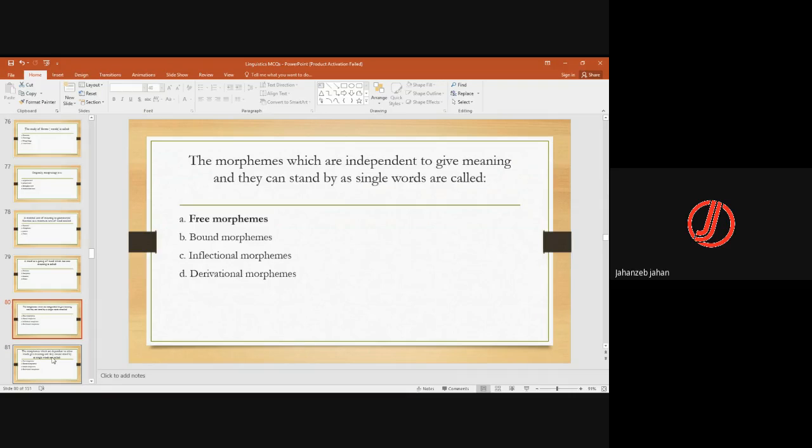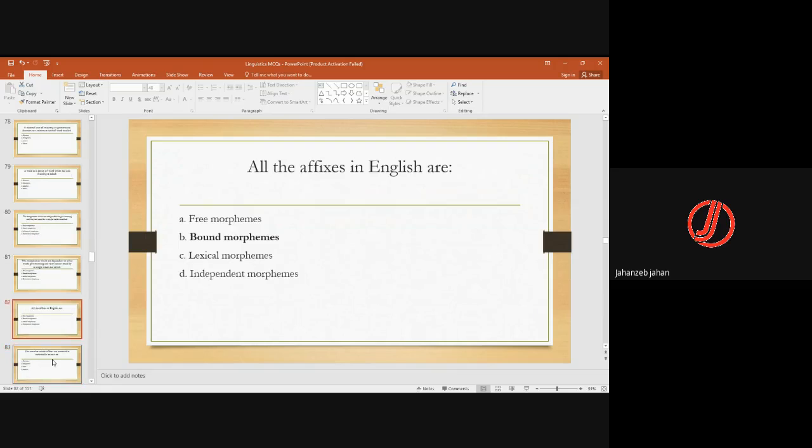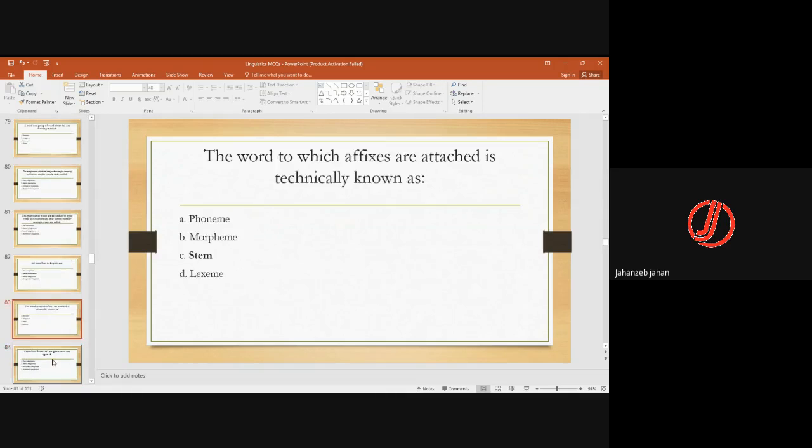The morphemes which are independent to give meanings and can stand as single words are called free morphemes. Like the word free itself. A free morpheme को उससे पहले आगे कोई affixes लगाने की जरूरत नहीं है. जो अकेले stand नहीं कर सकते, जिनको stem चाहिए या free morpheme चाहिए, so they are called bound morphemes. Like ER और NESS, ये अकेला हम नहीं लिख सकते, इनके लिए इससे पहले कोई word का होना जरूरी है. All affixes in English are bound morphemes.